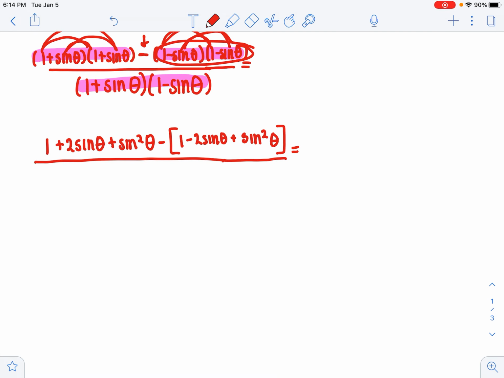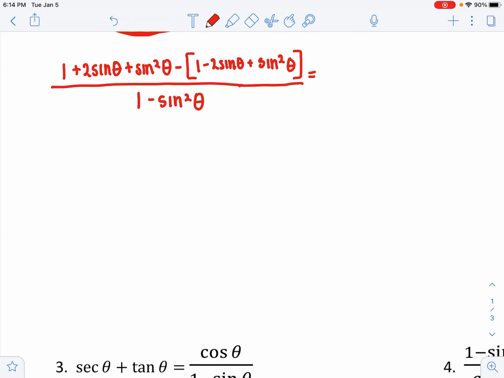Bracket. Okay. Now for my denominator, I have 1 times 1 is 1. Outer is negative sine of theta. Inner is positive sine of theta, which cancel out, so I'm not going to write them. And then last times last, sine of theta times negative sine of theta is minus sine squared of theta.